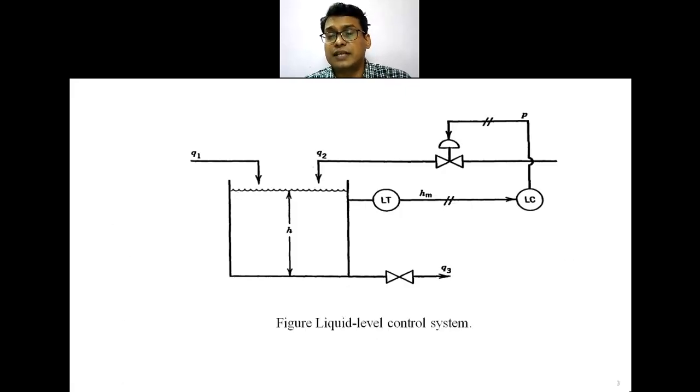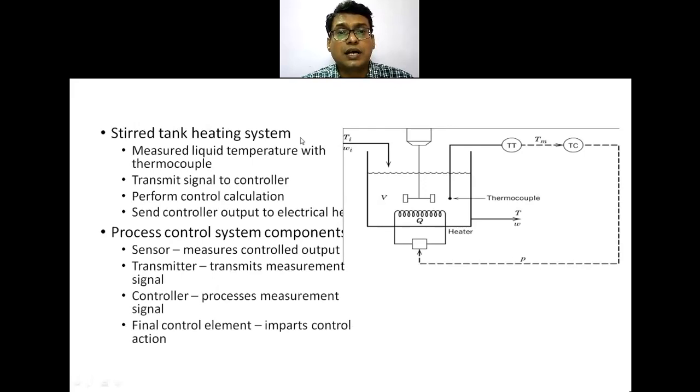In the previous example there are two variables. This is the measured liquid temperature with a thermocouple. It transmits the measured temperature signal to the controller. This controller performs certain calculations and sends a signal to the heater.